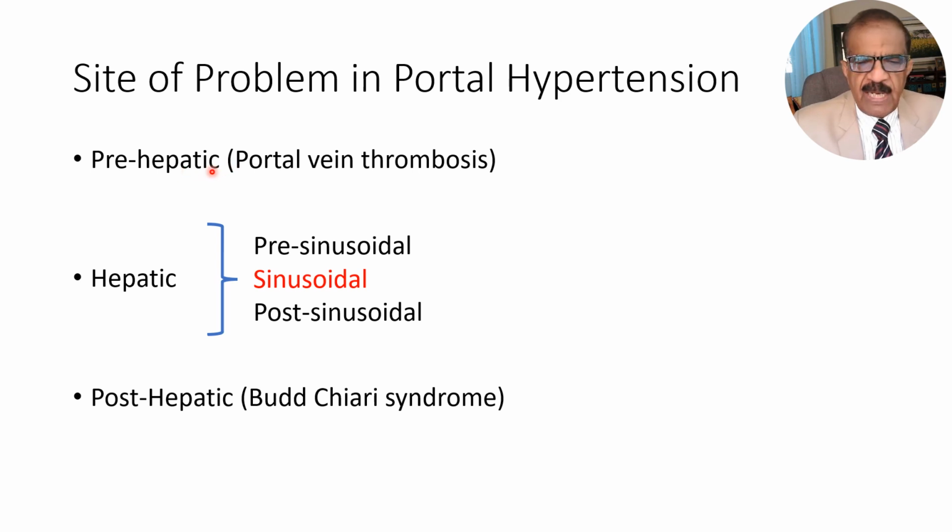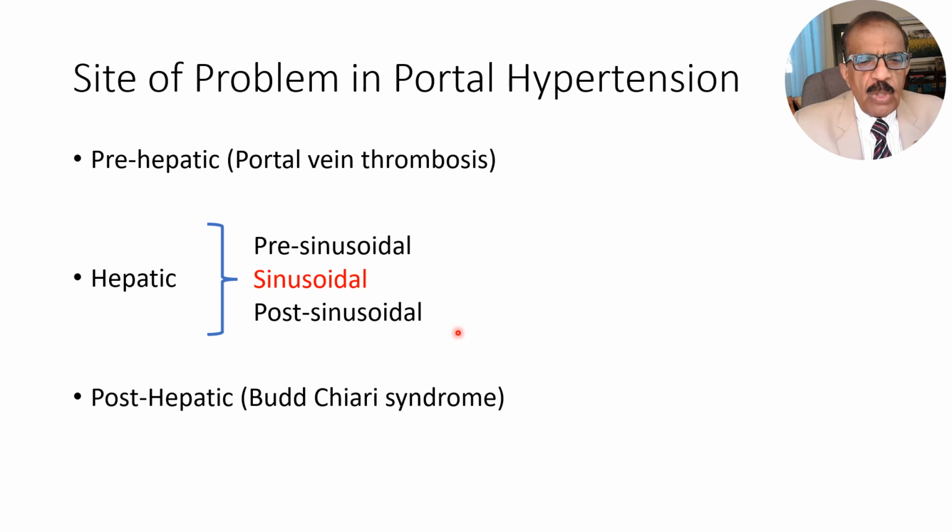Now, pre-hepatic, coming from the portal side. So this is pre-hepatic portal hypertension. In this case, the patient would not have any signs of liver disease. It will be just portal hypertension. And then there could be post-hepatic. The liver could be normal, but just beyond the liver, more toward the heart, there could be obstruction to the hepatic vein, and this may cause a syndrome called Budd-Chiari syndrome.